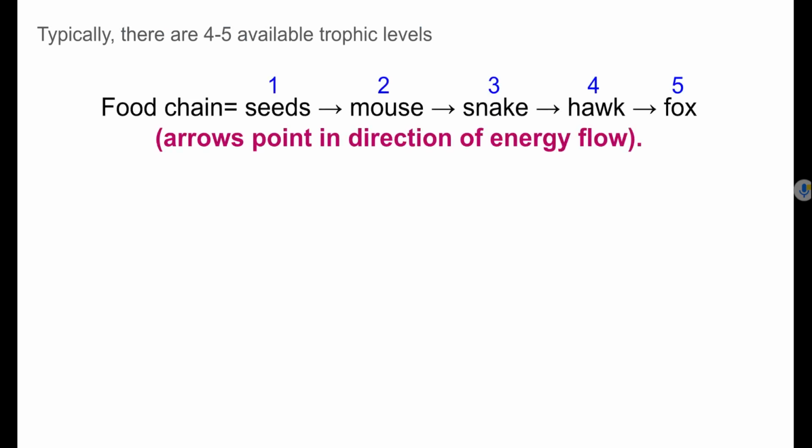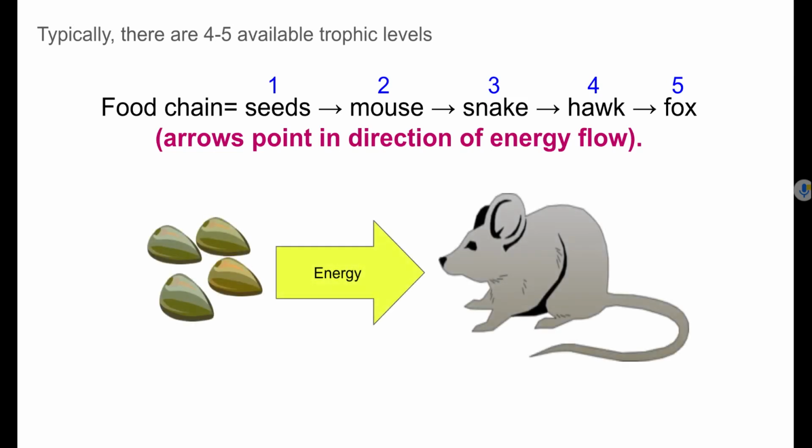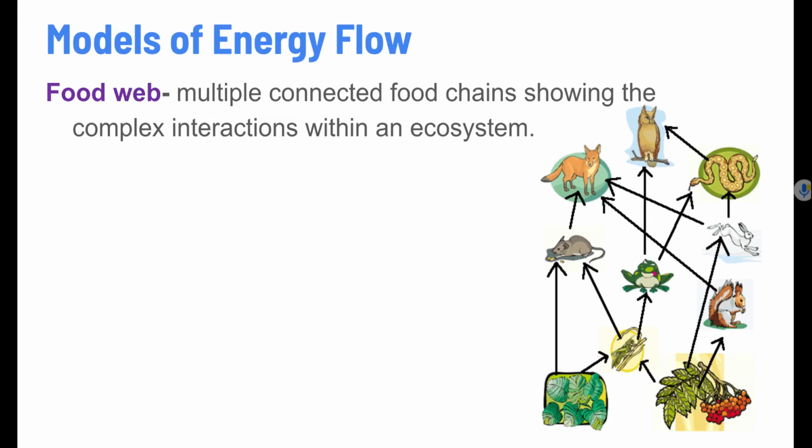So consider the following example of a food chain. In this example, we have 5 trophic levels, and the direction of the arrows is very important. The arrows point in the direction of energy flow. So the energy in these seeds goes to the mouse when the mouse eats the seeds. Now that you understand how a food chain shows energy flow, you can better understand our next type of diagram, a food web. A food web is multiple food chains that are connected. A food web is useful because it shows the complex interactions within an ecosystem.